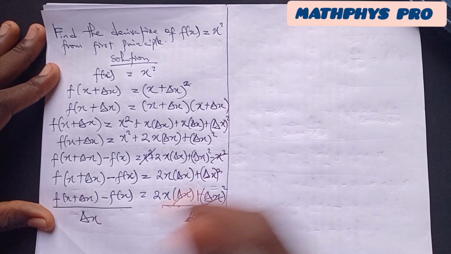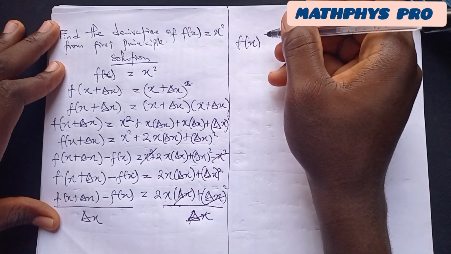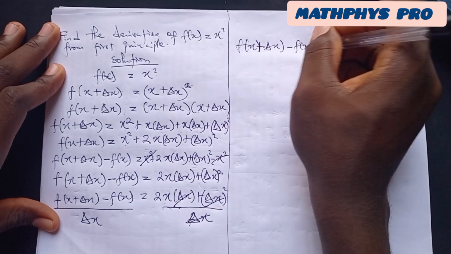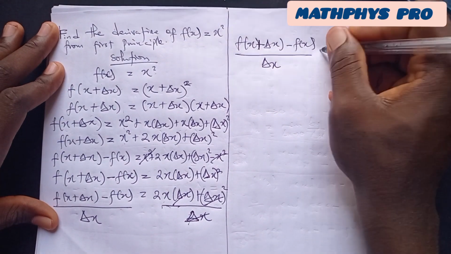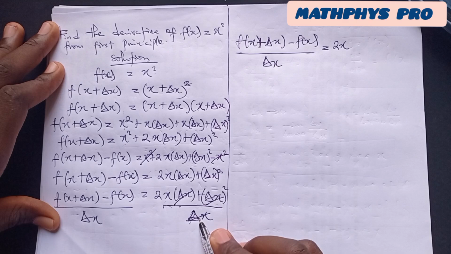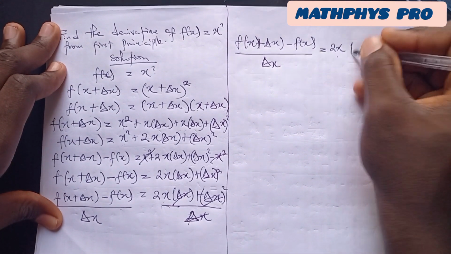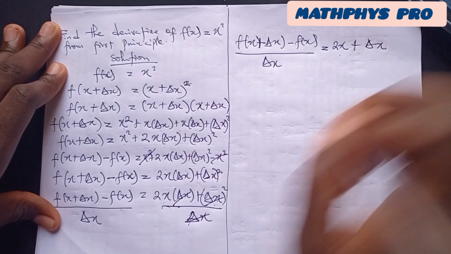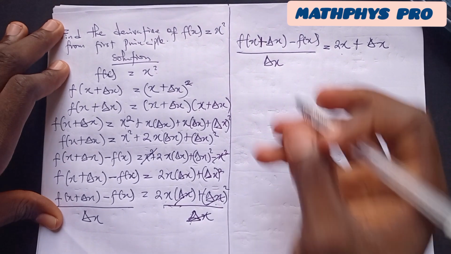So we are left with f of x plus change in x minus f of x over change in x is equal to 2x. So remember, change in x cancels one change in x. You are left with 2x here plus there's remaining one change in x here. Now we take the limit when change in x approaches 0.